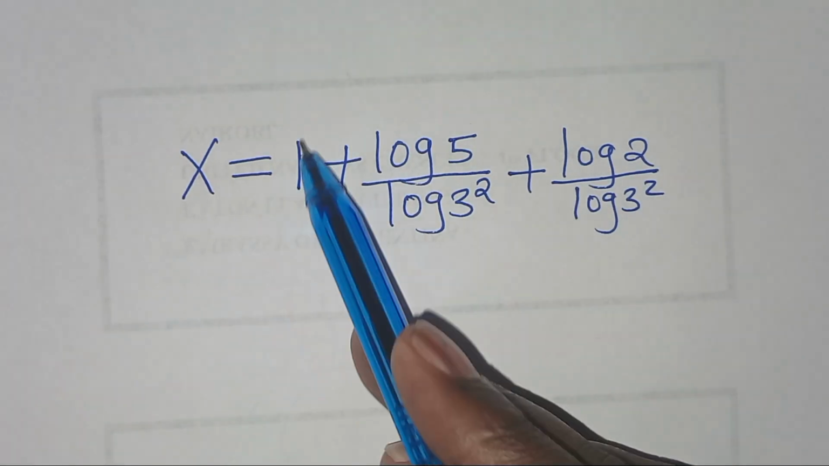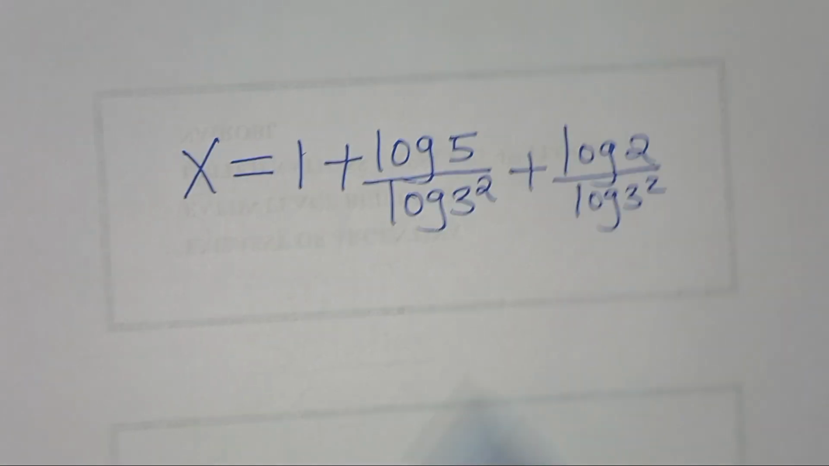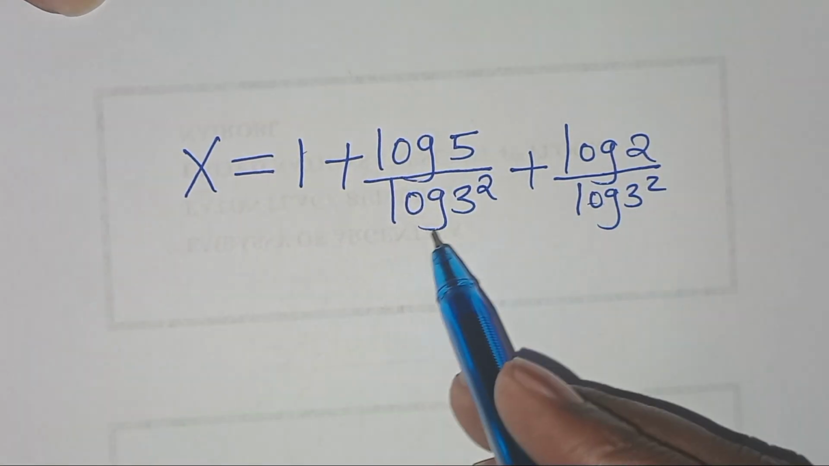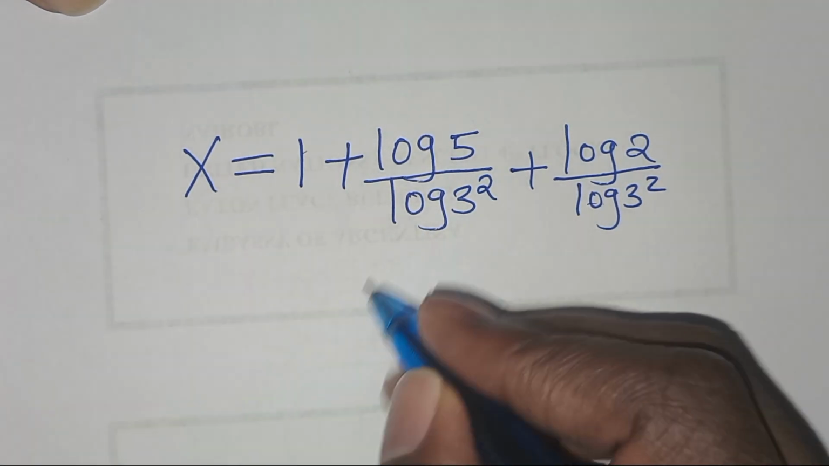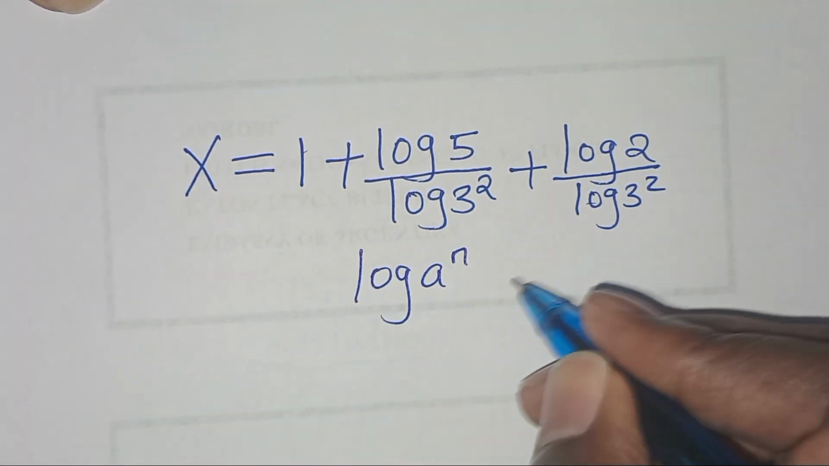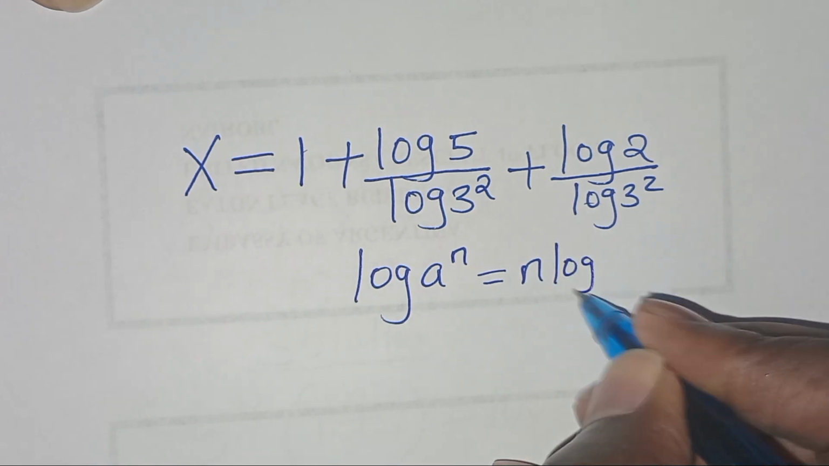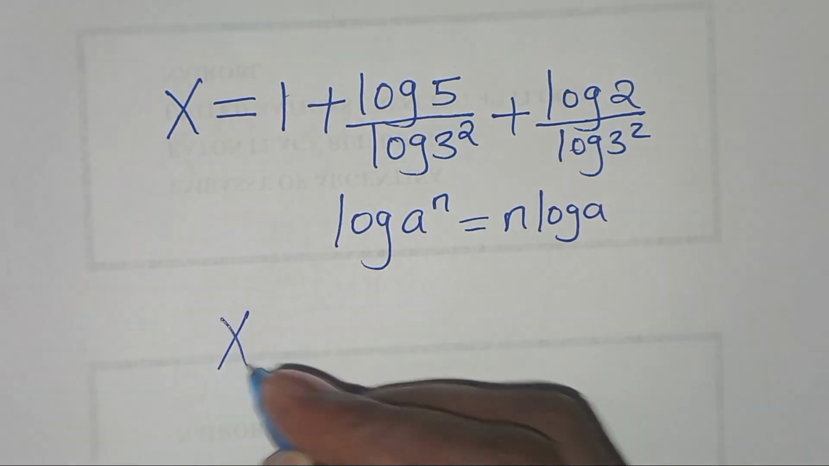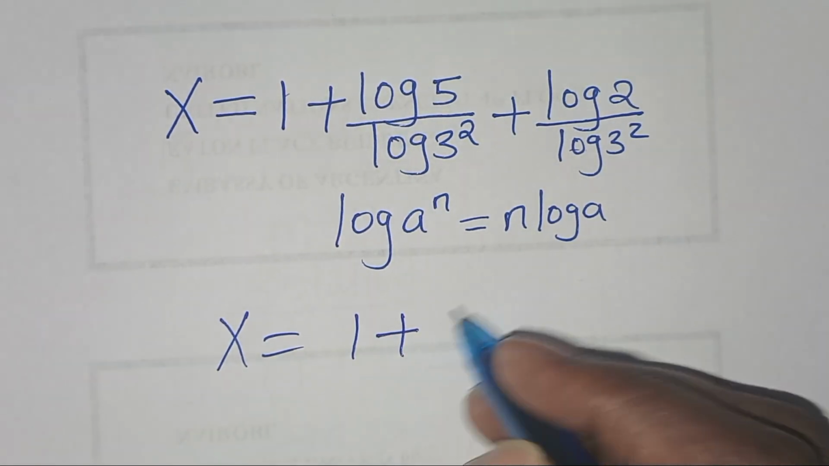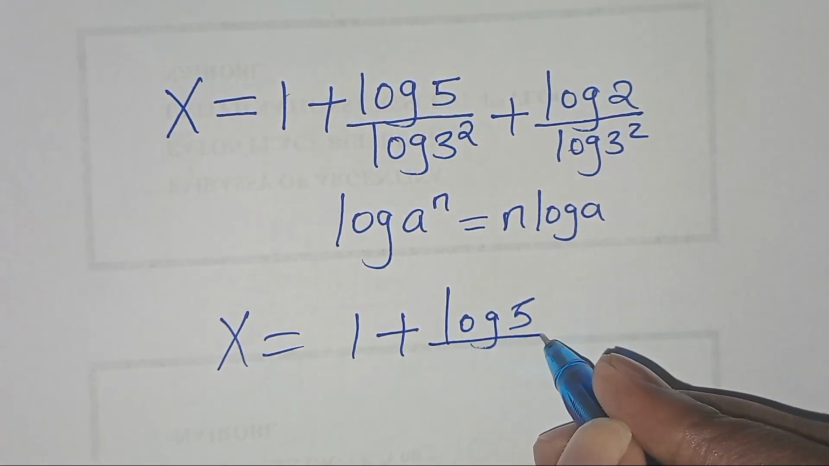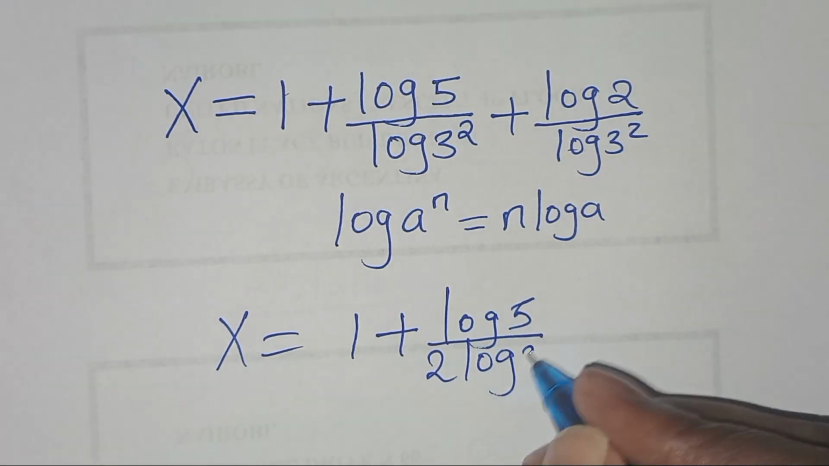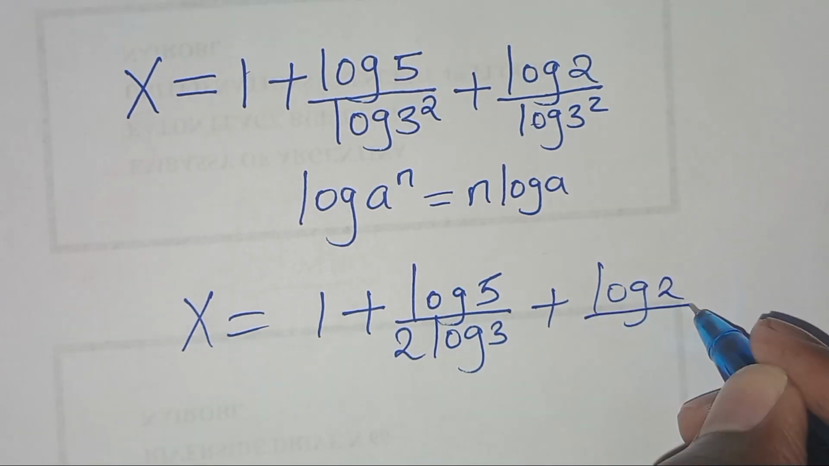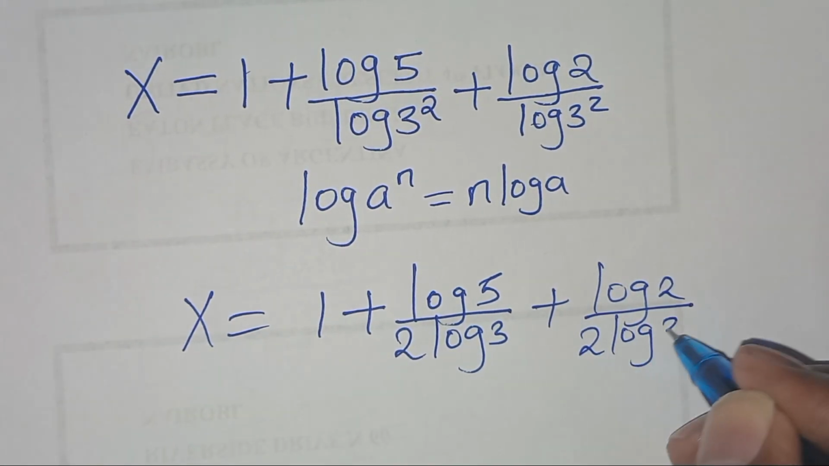So let's proceed from here. We have x is equal to 1 plus log 5 divided by log 3 squared plus log 2 divided by log 3 squared. Now, log 3 to power 2 is in the form of log a to power n, which we can express as n log a. So applying this property, we have x is equal to 1 plus log 5 divided by 2 log 3 plus log 2 divided by 2 log 3.